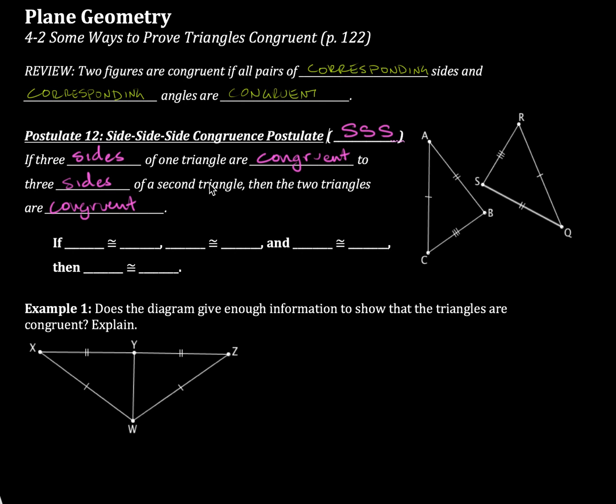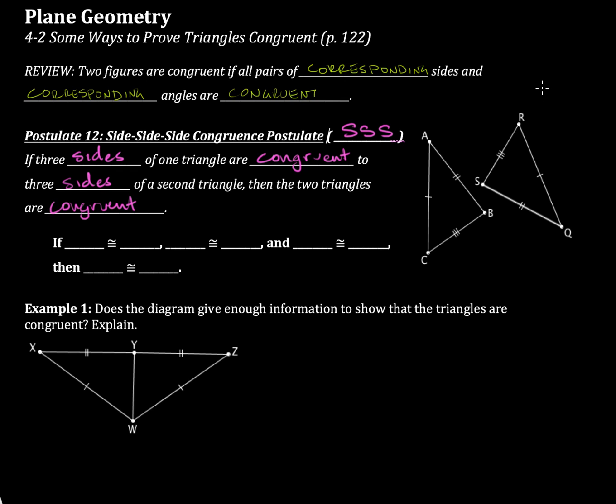In this video, we're going to be taking a look at different ways that we can prove triangles to be congruent. There's going to be three methods that we're going to learn. Just to review, remember in the last section we learned that two figures are considered congruent, two figures, so two triangles, two quadrilaterals, two pentagons, and so forth, are congruent if all the pairs of corresponding sides and corresponding angles are congruent.